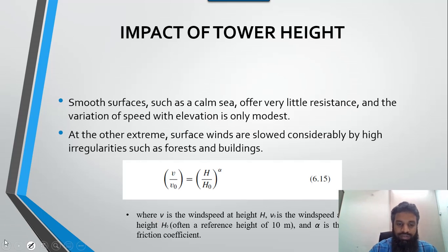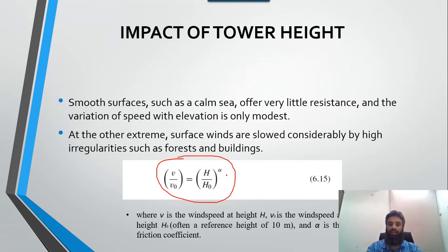So the basic formula of the height of the tower is: velocity divided by the velocity at the reference height equals height divided by reference height, raised to the power alpha. Alpha is basically the friction coefficient, and alpha is given in the table.